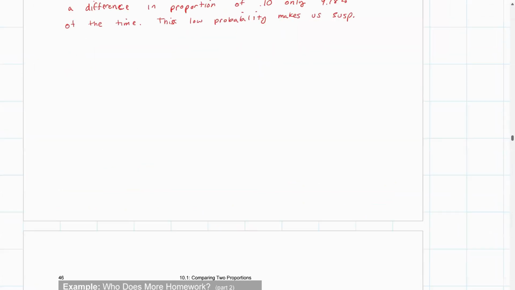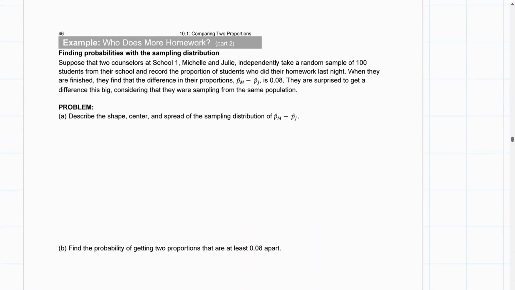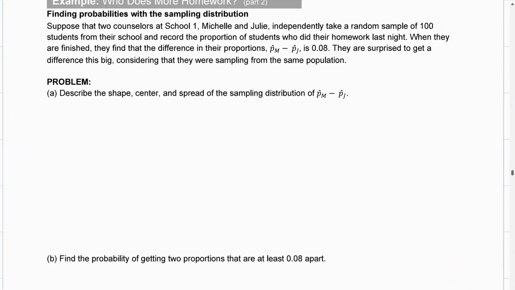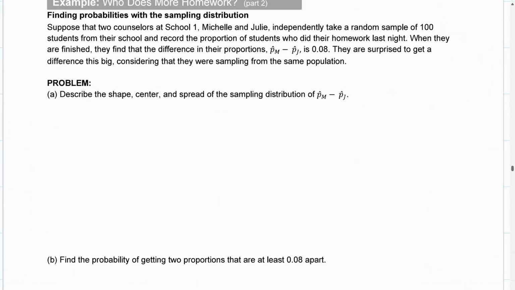All right. Let's do another example. In this example, we have two counselors, Julie and Michelle, and they are from the same school. Each of them did a random sample of 100 students and recorded the proportion of students who did their homework last night. When they finished, they found that their difference is 8%. They're surprised that the difference is this big, considering they're sampling from the same population. Is this a rare occurrence? Well, let's see if we can find that out.